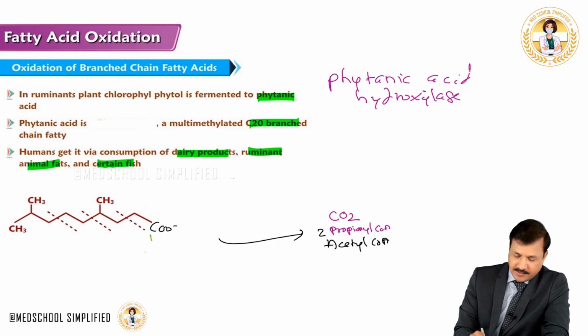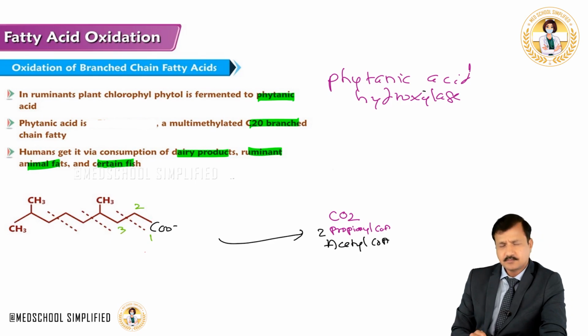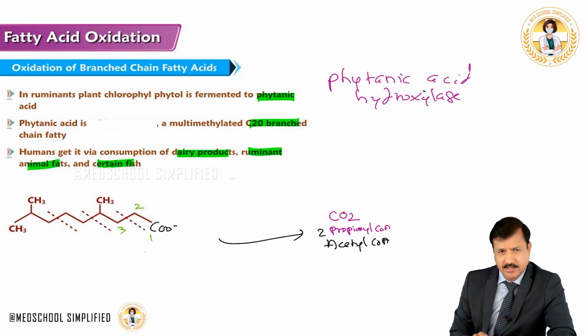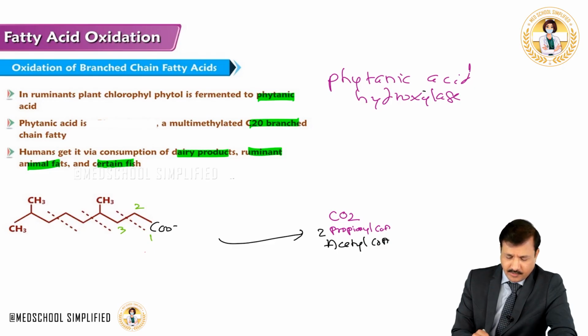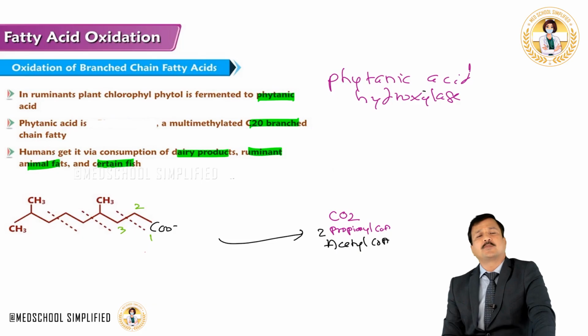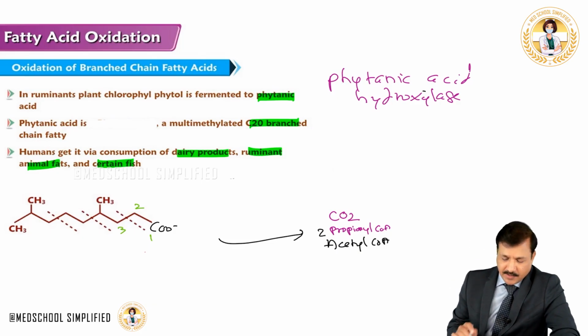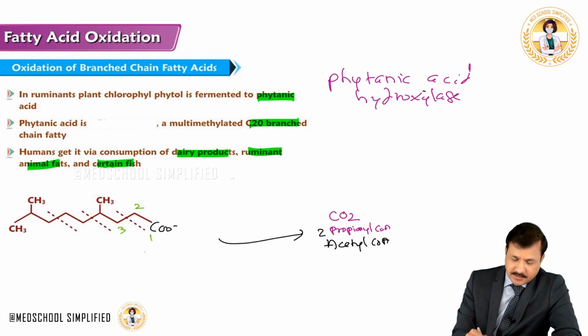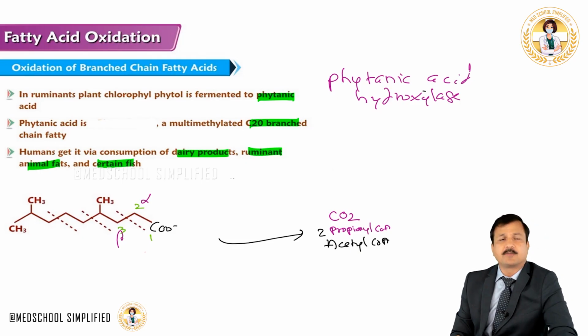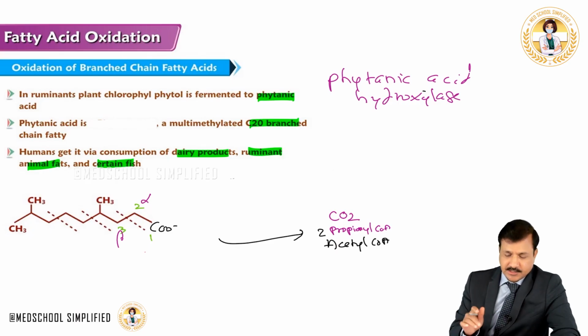This is number 1 carbon, number 2, number 3. Now let's count how many carbons are there now: 3, 4, 5, 6, 7, 8, 9, 10, 11. So an 11 carbon fatty acid is there now. The second carbon is the alpha carbon, just like what we have seen before. The third carbon is the beta carbon. No problem with the beta oxidation, so beta oxidation will go on.